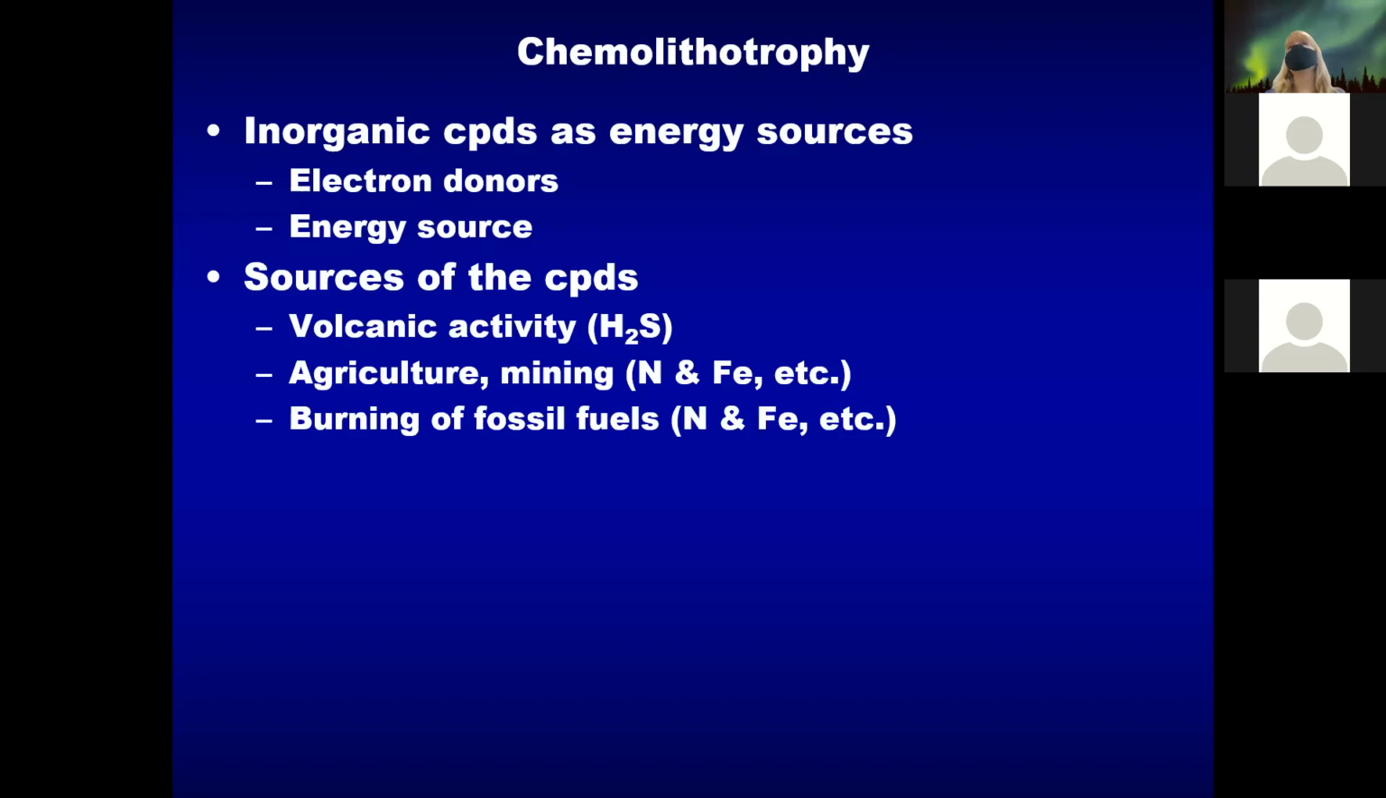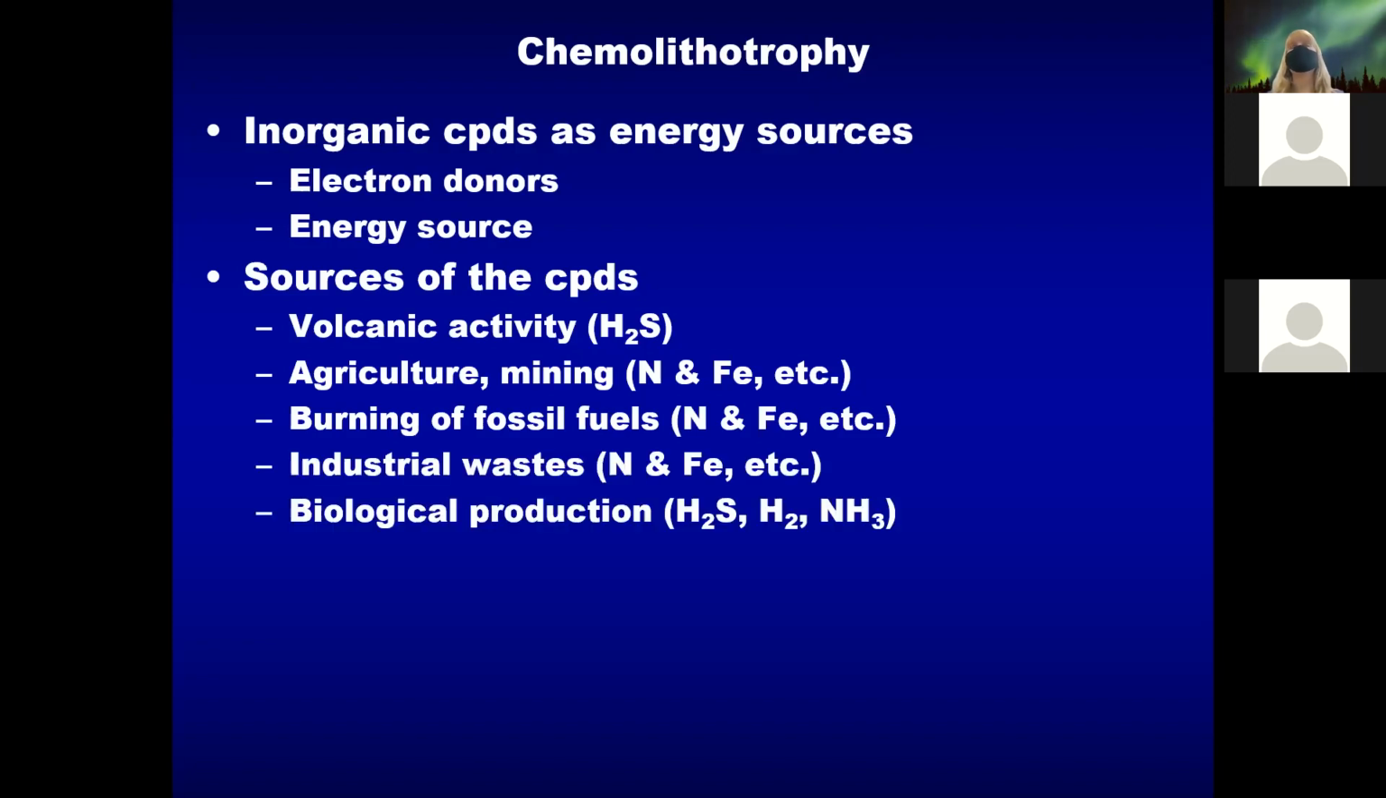Burning of fossil fuels, anytime we do that, we create a lot of nitrogen and iron containing compounds. So again, plenty of food for the microbe, lots of industrial waste products, and biological production from organisms just doing their thing. Basically, what I'm trying to say is it really does depend on what ecosystem you're looking at, but in pretty much any ecosystem you think about, there's chemolithotrophy happening.